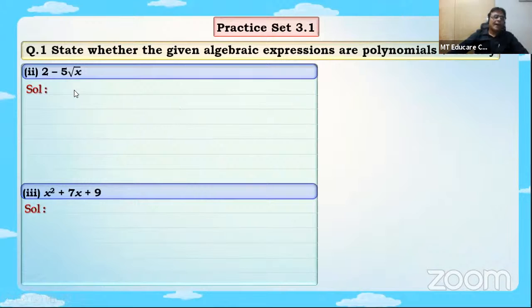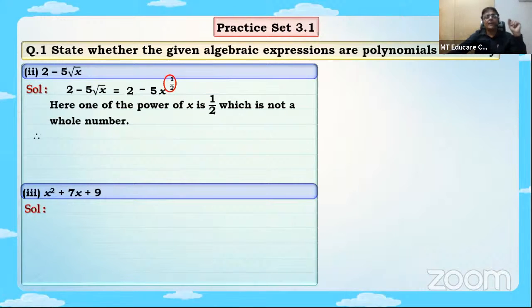2 minus 5 root of x. Okay, so we copy the sum as it is. Copy the sum properly. 2. Now this 2 can be written as 2x raised to 0. There is nothing to be afraid of. Look at minus 5 root of x. I told you, if a variable is in the root, what is the power of this variable? What is the power of root x, students? Very good. It is 1 upon 2. And whether 1 upon 2 is allowed in a polynomial, whether 1 upon 2 is a whole number, no. Therefore, the given expression is not a polynomial. 1 mark in pocket. If you write this, you will get 1 mark in your exams.